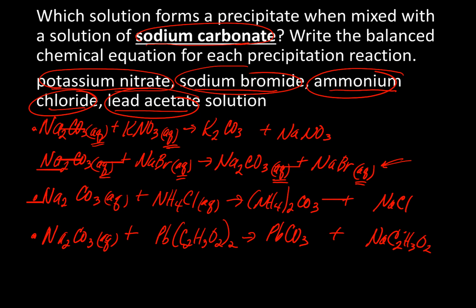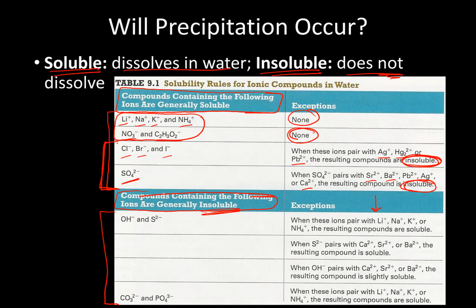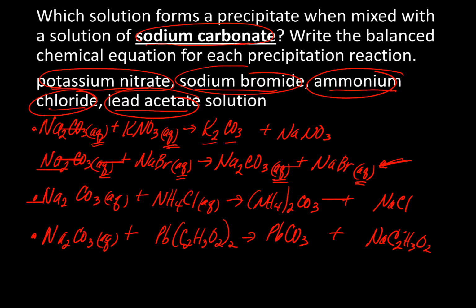We already know from the second one because you've got the same products as you do reactants, but for the others you had new products formed. So let's look at potassium and carbonate. If you go back to this table, you can look right away. Any compound that has potassium is soluble. So that's going to stay dissolved in solution.